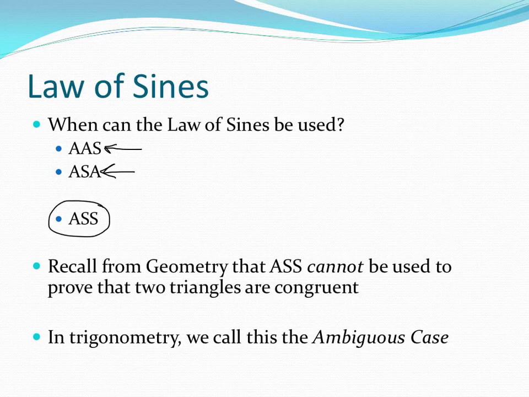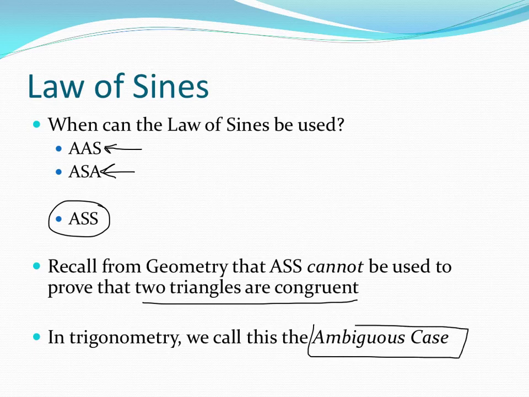Today's situation, angle, side, side, is very different. Angle, side, side should jog your memory from geometry because it cannot be used to prove that two triangles are congruent. Today you'll find out why. In trigonometry we call this the ambiguous case because it is ambiguous as to how many triangles exist with the same angle, side, side measurements.